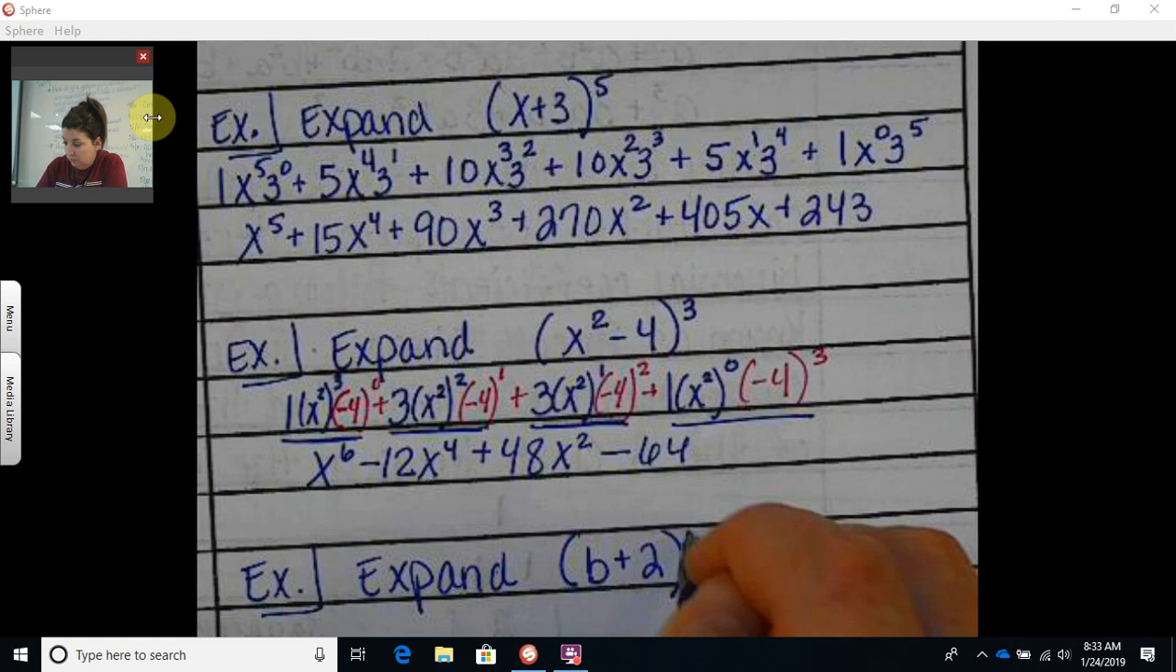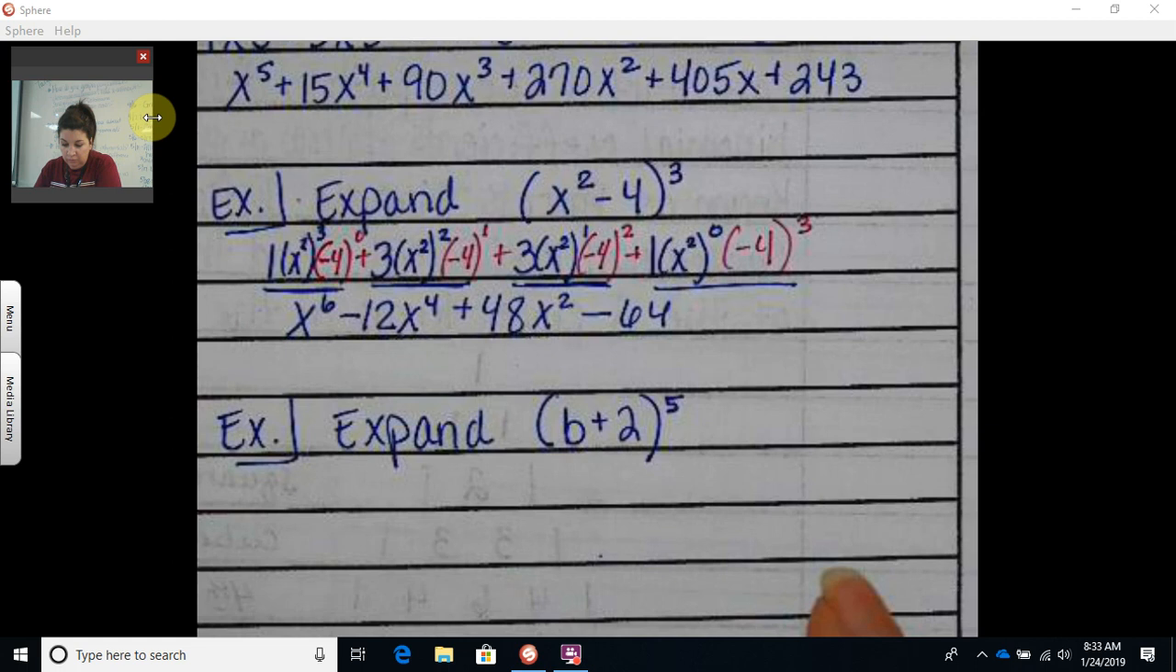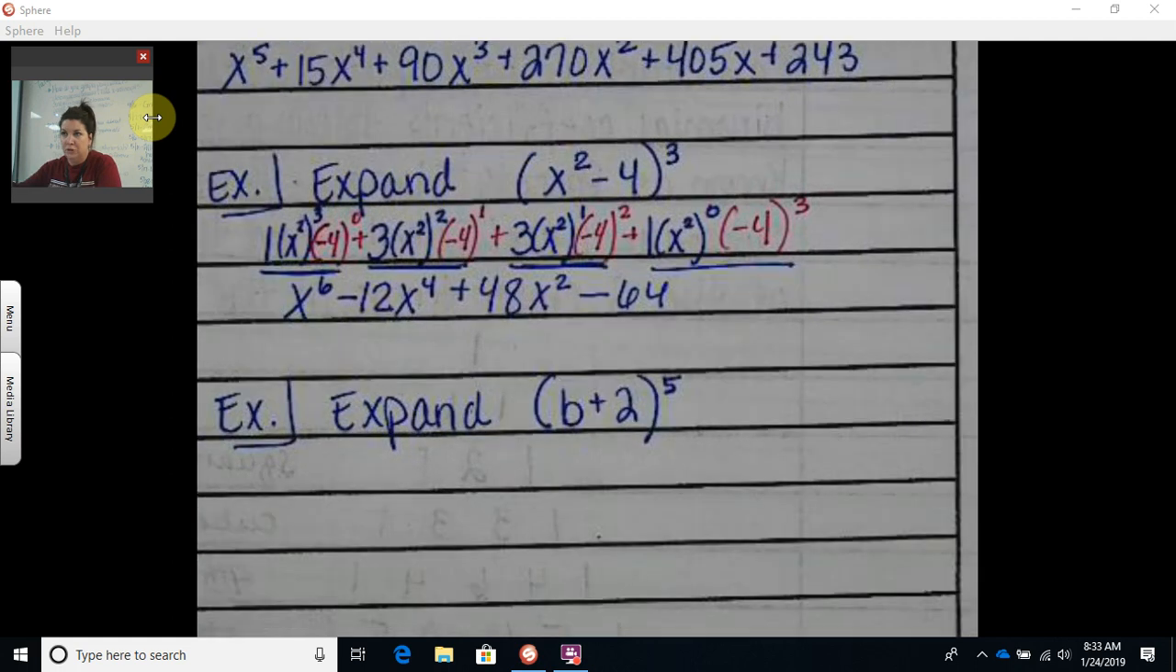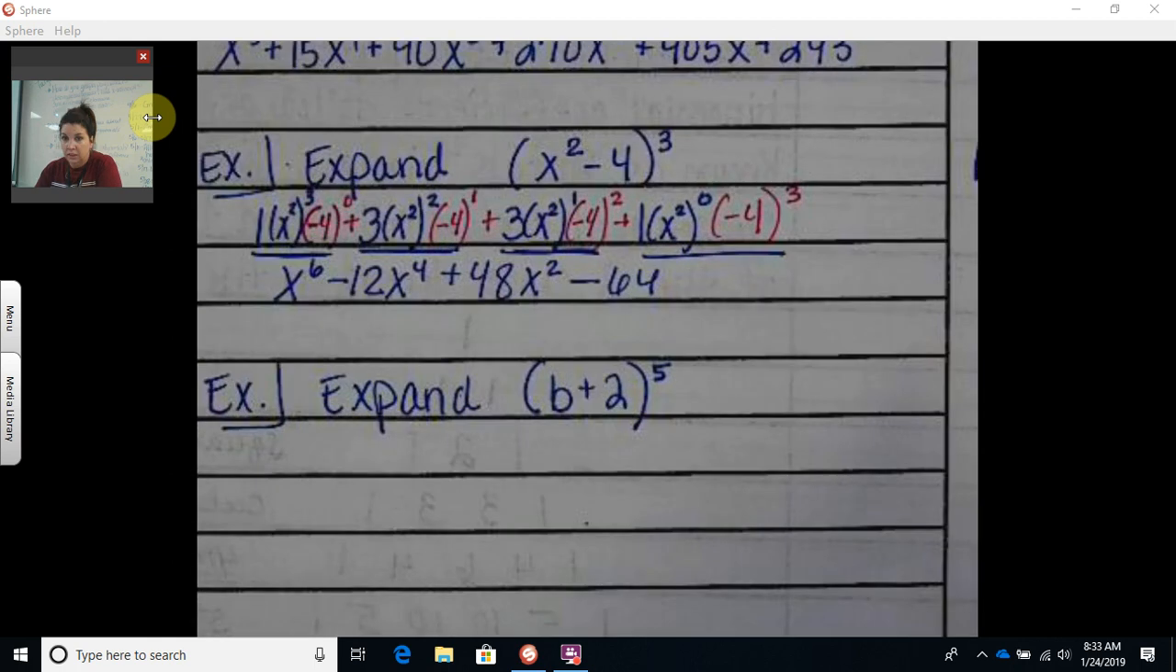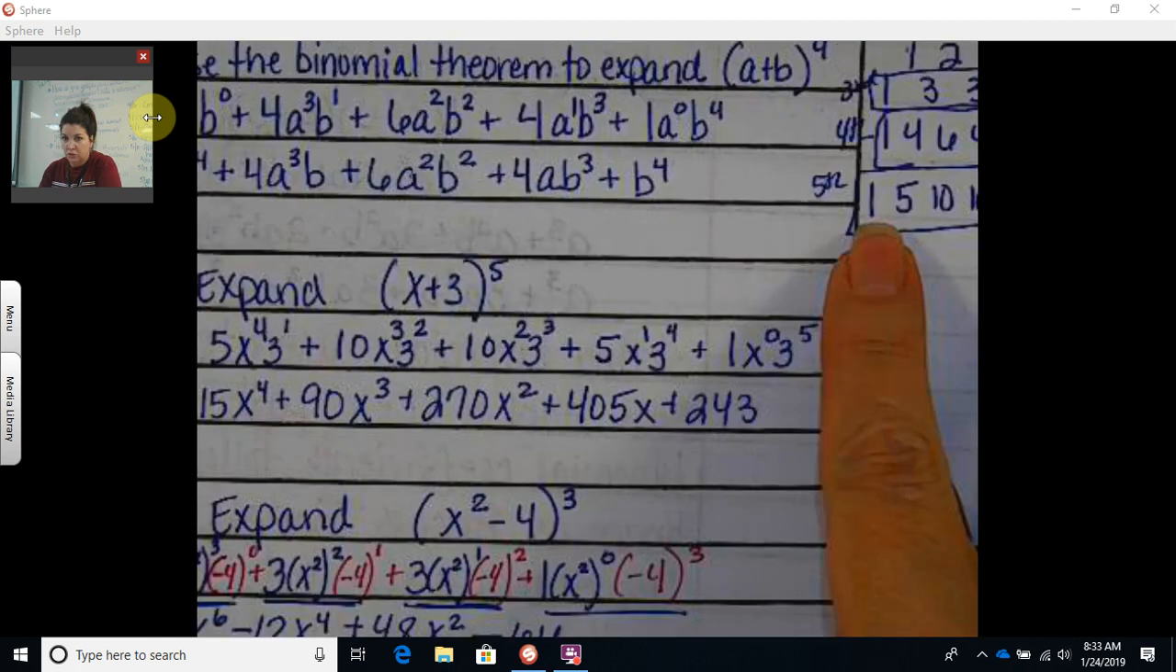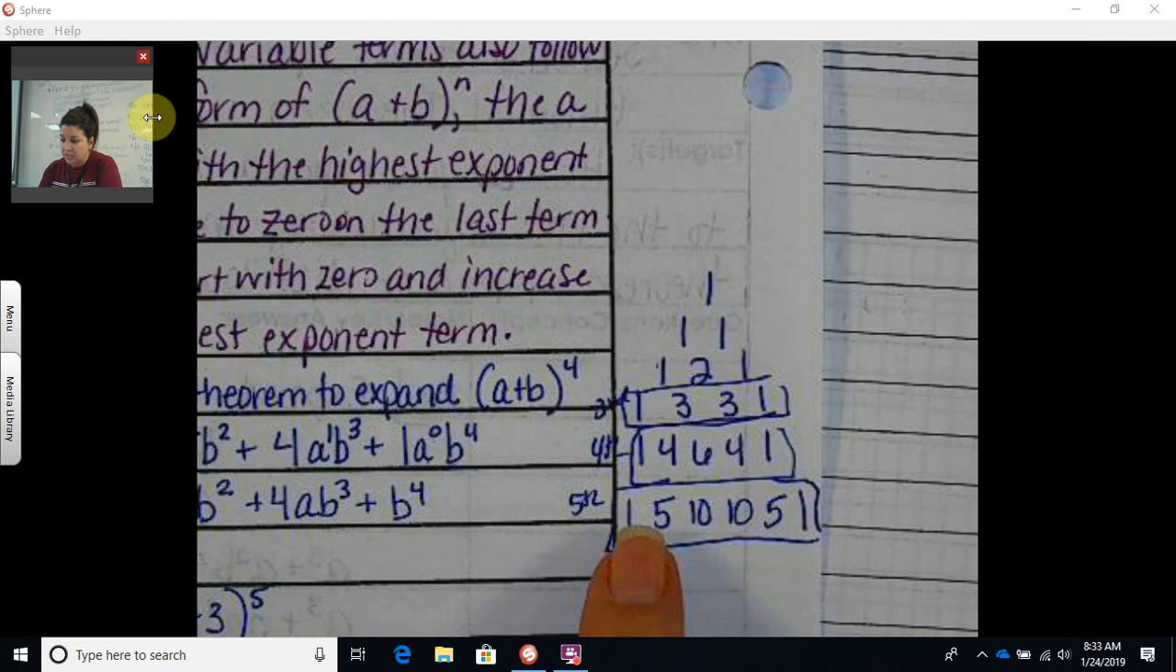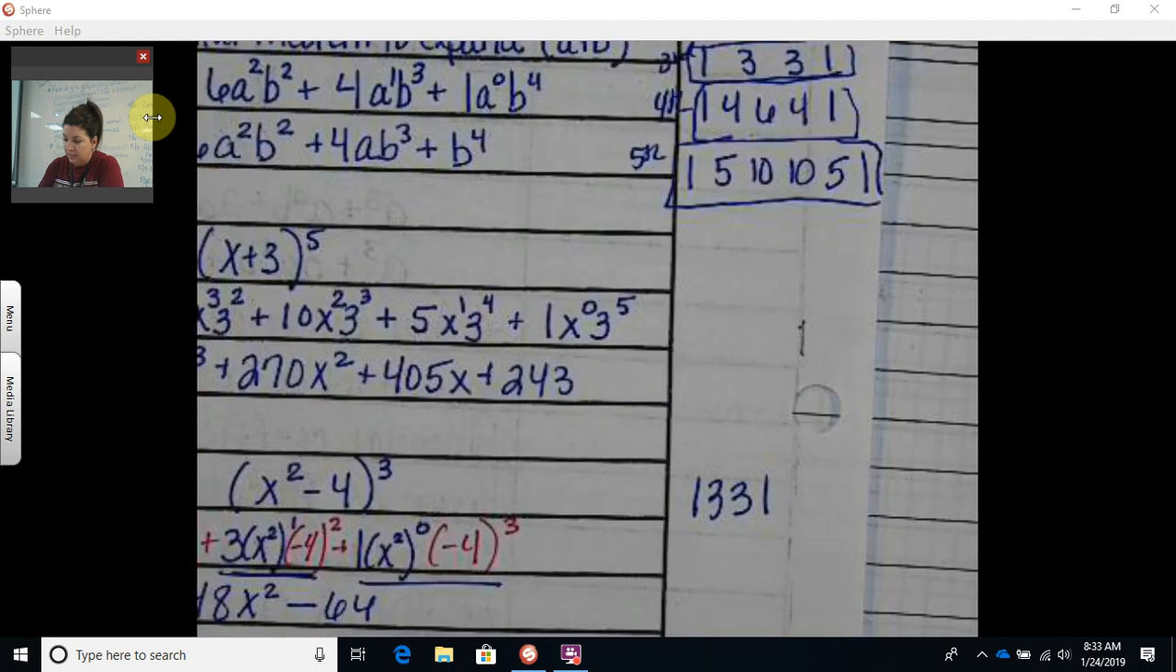And like the last one I gave you, I won't give you one like the x squared on your homework, but I just really want to know that you can do the process, like you know how to do the process. All right, so 5th degree on Pascal's triangle, our coefficients will be 1, 5, 10, 10, 5, 1.